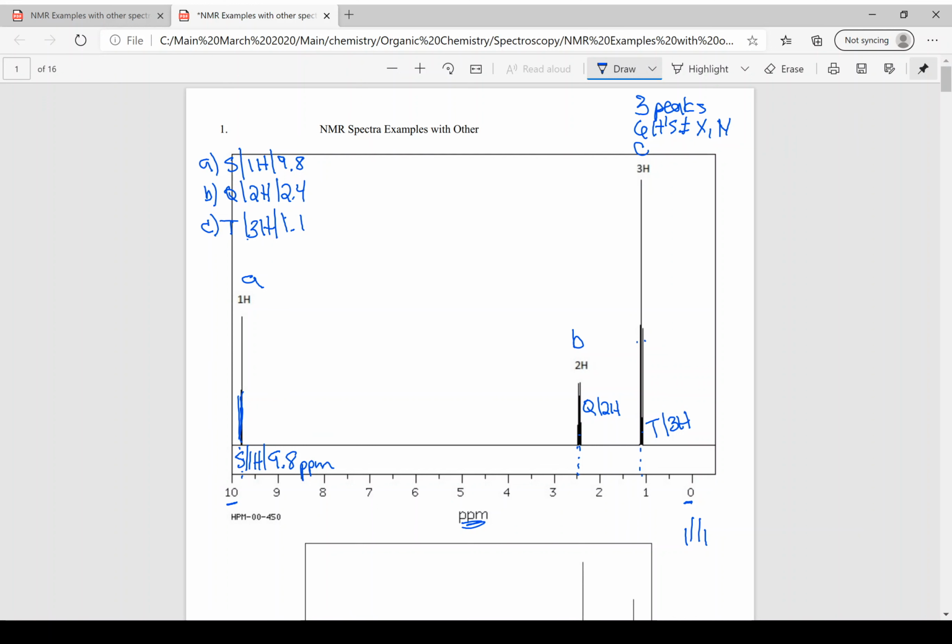Now I'm going to interpret. What does a singlet for 1 hydrogen around 9.8 mean? Generally, that is the aldehyde region. So I believe I have an aldehyde right there.